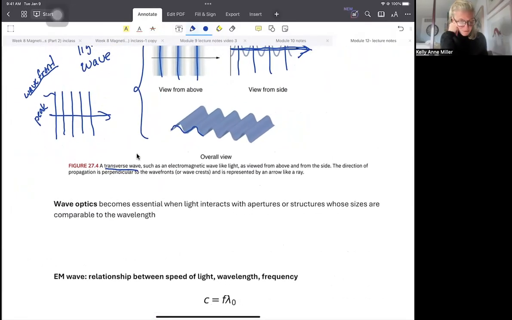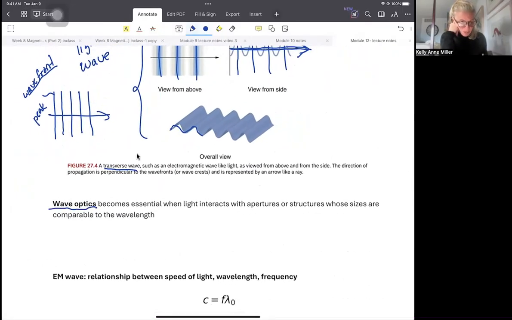Wave optics, as I said before, becomes essential when light interacts with apertures, so spaces or structures. An aperture is just a space, an opening. If you have a wave front hitting up against this aperture, we want to understand what happens to the light, how does it behave? So this is an aperture.